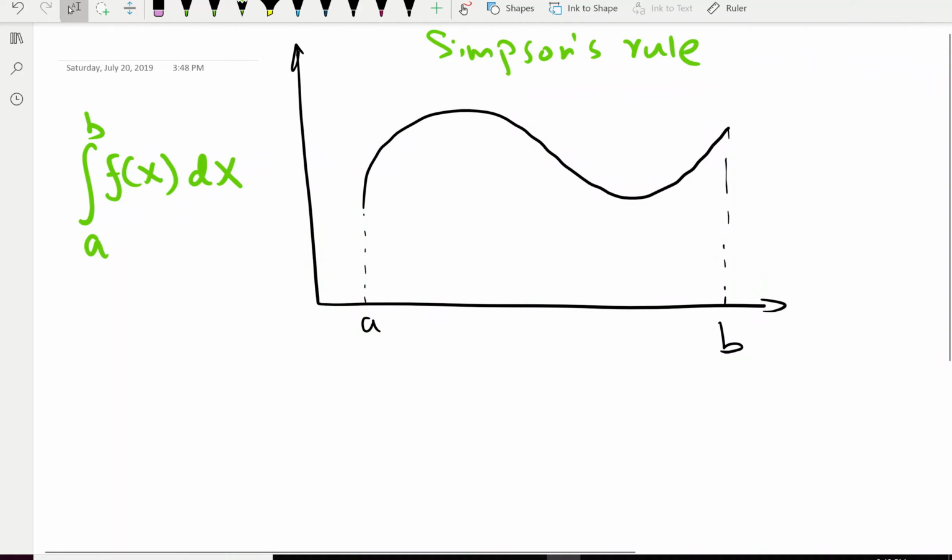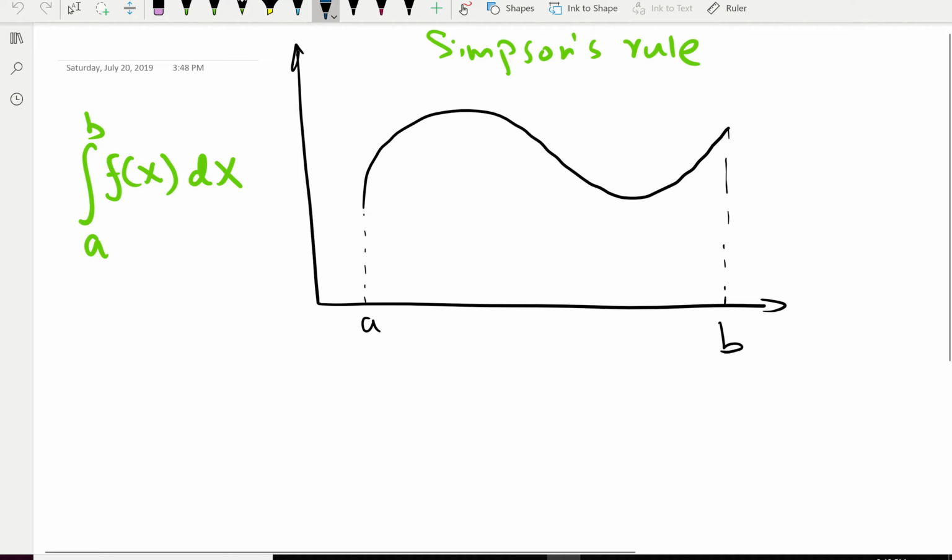So in this video we are going to discuss Simpson's rule. In fact, we are going to derive a formula for Simpson's rule. Now, deriving the formula is no easy task, so bear with me until the end of this video. Now, what is Simpson's rule?